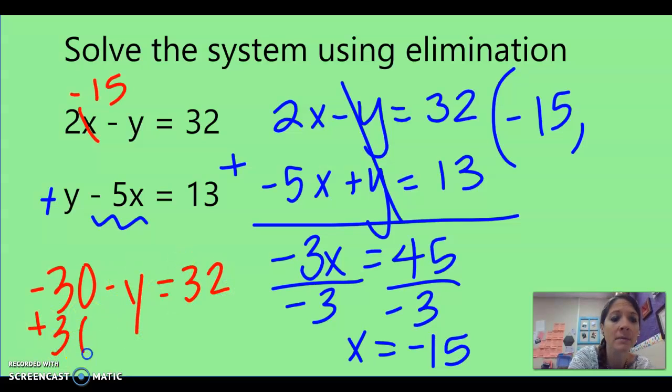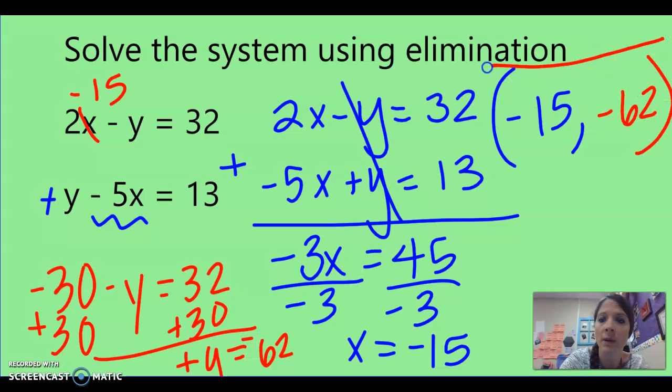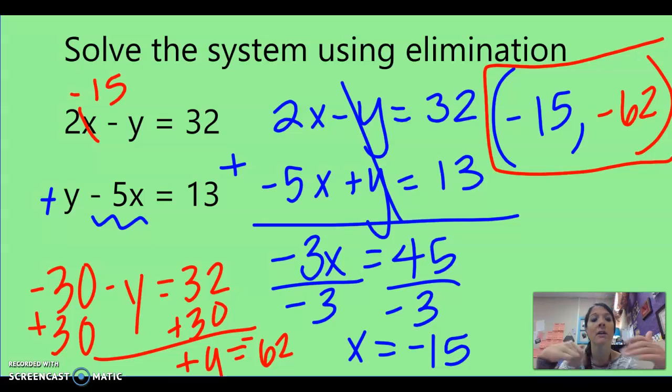Well, when I add my 30 over, I'm going to have a negative y equals a positive 62. But I can't have a negative y, so I've got to change them both to a negative 62. There is my ordered pair. Now remember, again, plug it back in. So a negative 62 and a negative 15 times 5. Remember, that's going to be a positive, so it's going to cancel out there. All right.